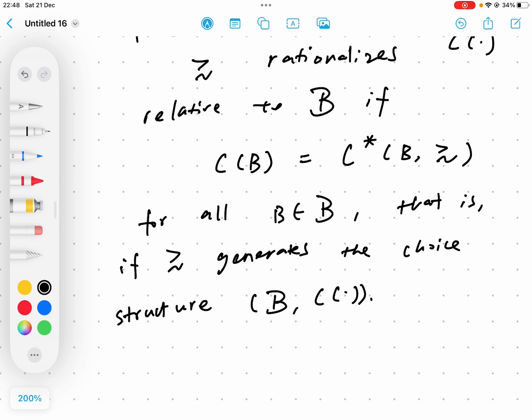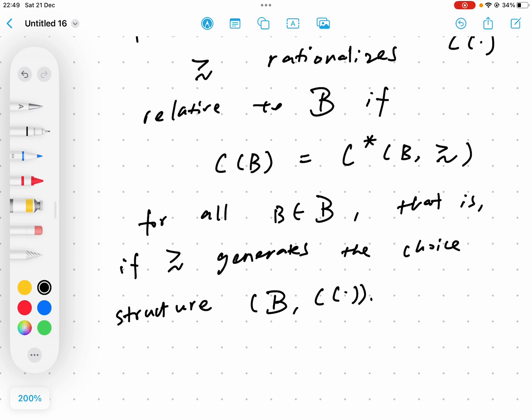And the textbook also said that there might be more than one rationalizing preference relation for a given choice structure, and this makes sense. So this proposition implies that the weak axiom, or the WARP, must be satisfied if there's to be a rationalizing preference relation. In particular, since this C star satisfies the WARP for any preference relation, only a choice rule that satisfies the WARP can be rationalized.